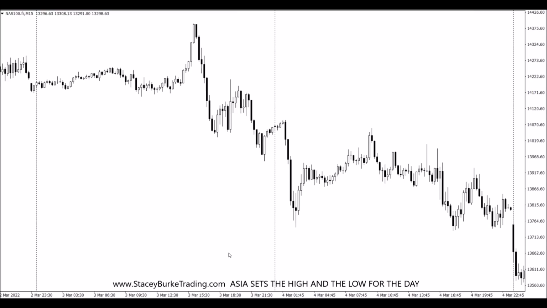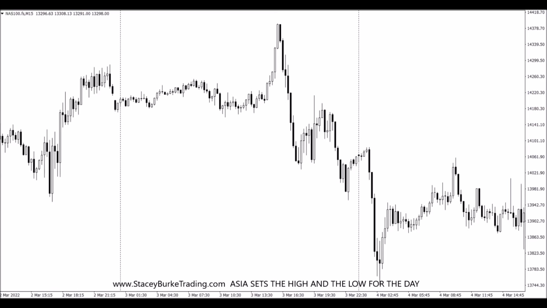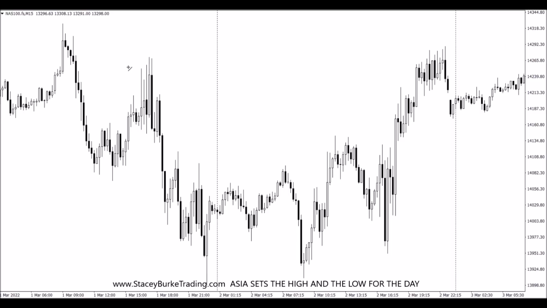I primarily try to stay away from the NASDAQ unless we are at the very high or low of the day at the London Open or the New York Session Open, specifically at 9:30 New York Eastern Standard Time. And so we can go back. It doesn't matter, again, what day.